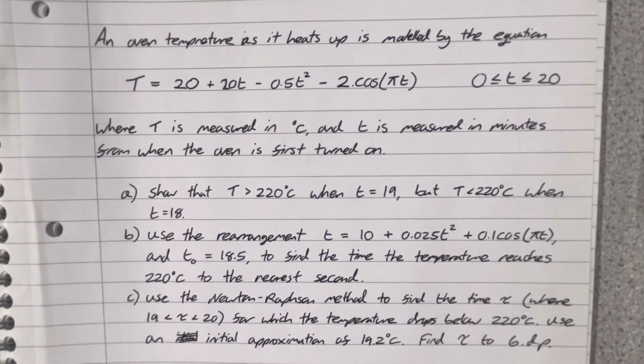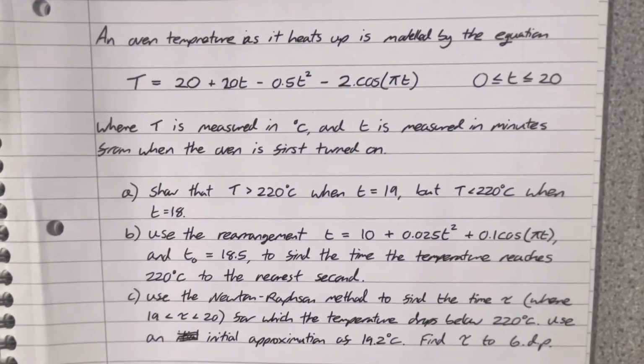So here's my one. An oven temperature as it heats up is modelled by the equation T equals 20 plus 20t minus 0.5t squared minus 2 cos of pi t, for t values between 0 and 20. T is measured in degrees Celsius. Little t is measured in minutes from when the oven is first turned on.